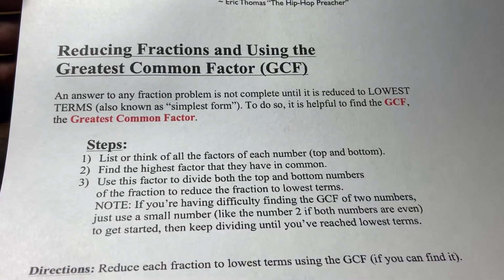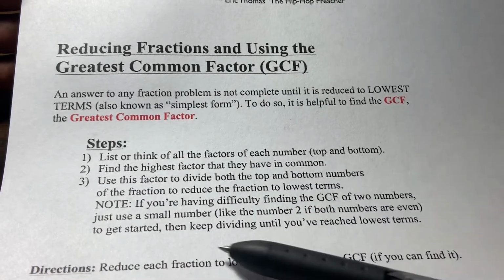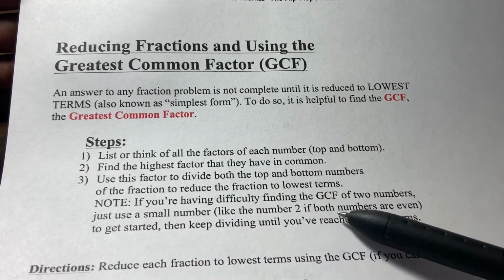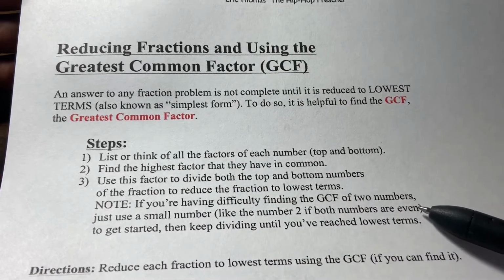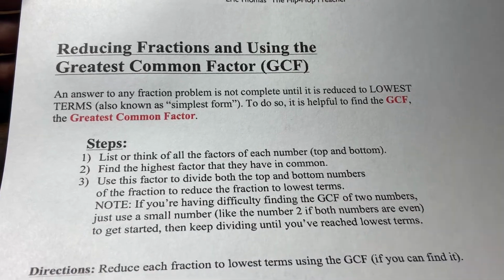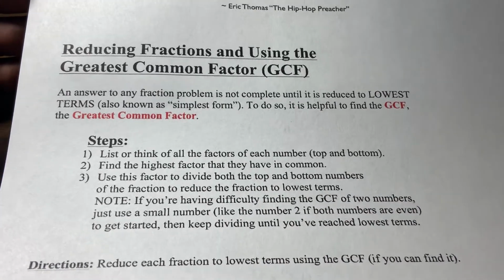Note, if you are having difficulty finding the GCF of two numbers, just use a small number like the number 2, for example, if both numbers are even, to get started. Then keep dividing until you've reached lowest terms. So ladies and gentlemen, those are the steps, and now let's actually look at some problems.